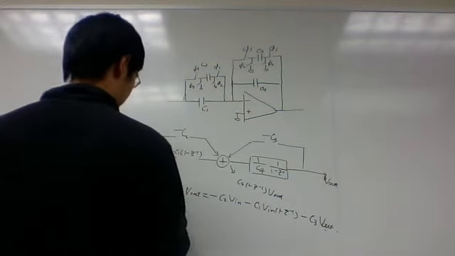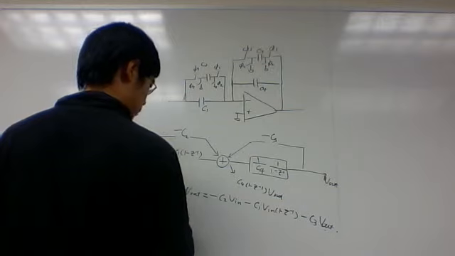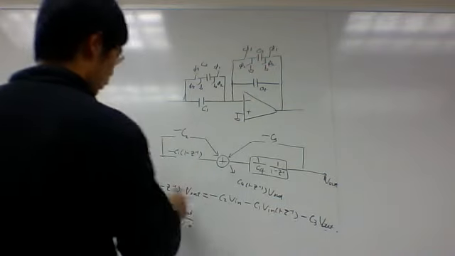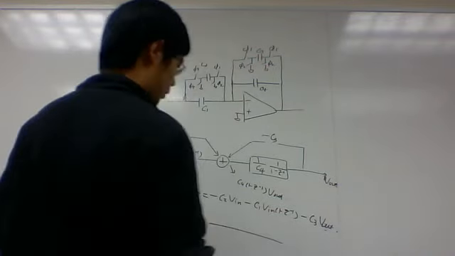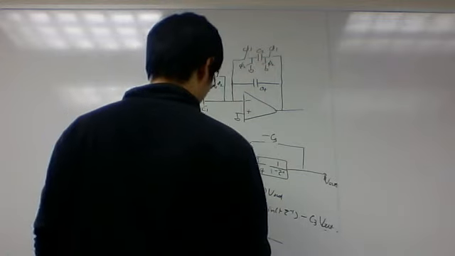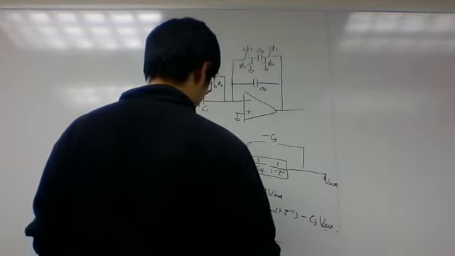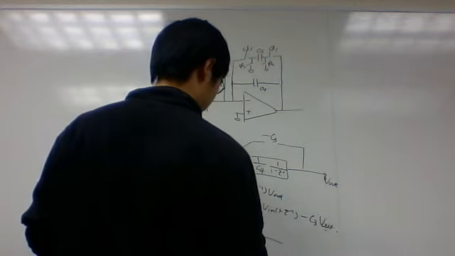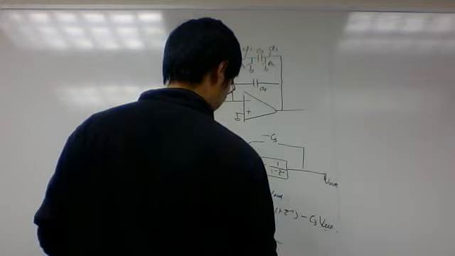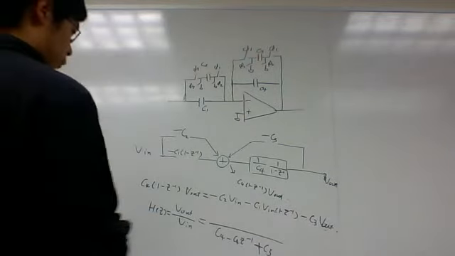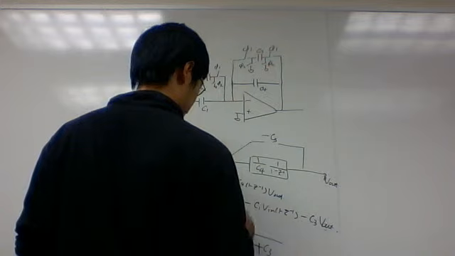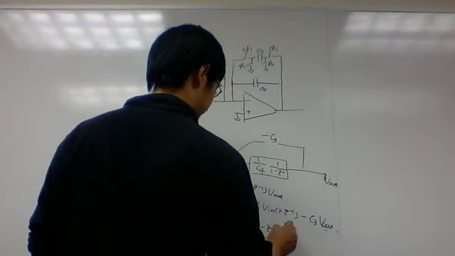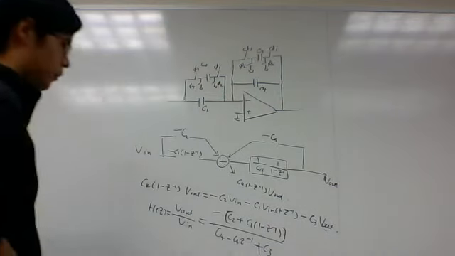So then you will have H of Z equal to V out over V in, right? So you push all the V out to one side and push the V in to one side. So V out will be C4, C4 minus C4 z minus 1 plus C3. Okay, and this one is minus C2 plus C1 1 minus z minus 1. Okay, something like this.